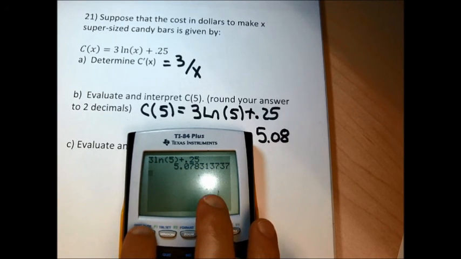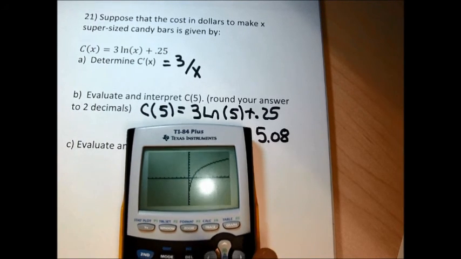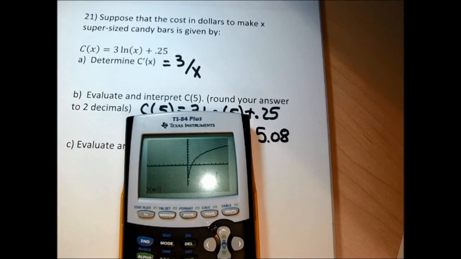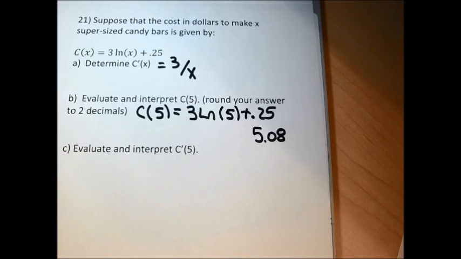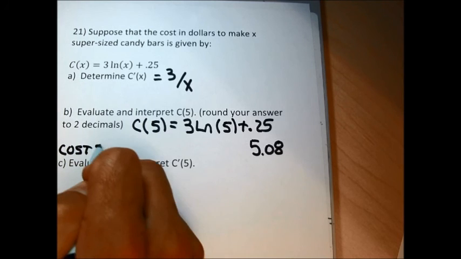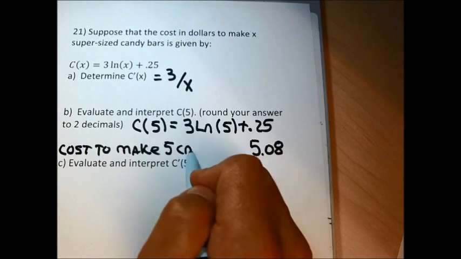The alternate way to do that is go y equals, do 3 ln of x plus 0.25, graph it, and then do second calc, hit enter on value, and then type 5. Gives you the same $5.08. So the evaluate, you get 5.08, and that's going to be the cost to make 5 candy bars.